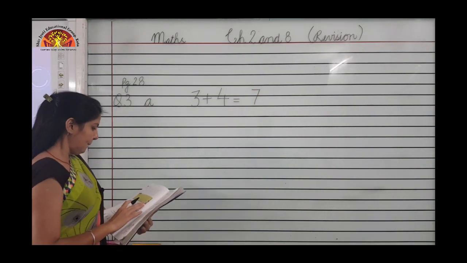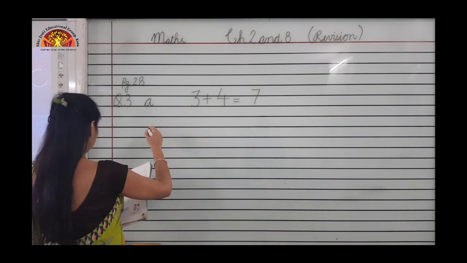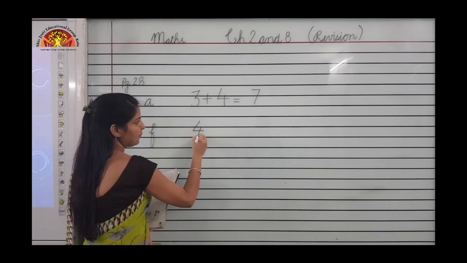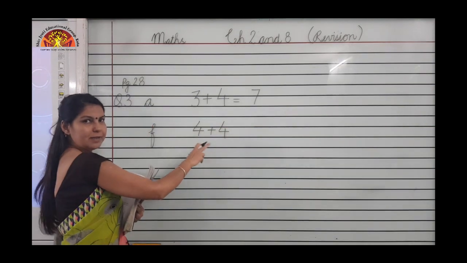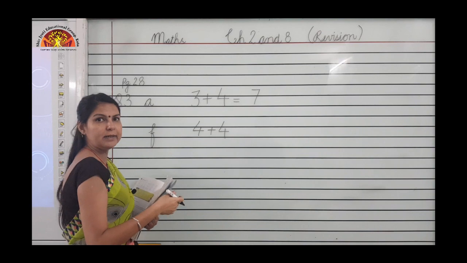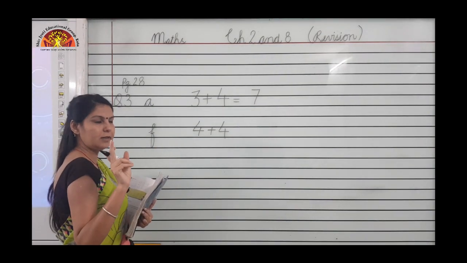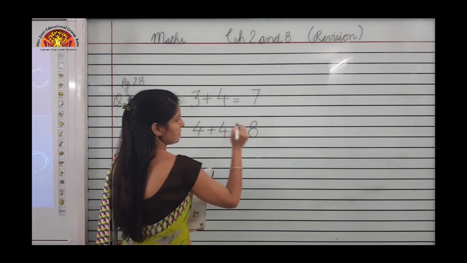Now see one more example. One more question from the book. This is F. 4 plus 4. These both numbers are the same. So what will we do? We will keep one 4 in our mind and move forward the other 4, where 4 is coming on your finger. It will be 8.